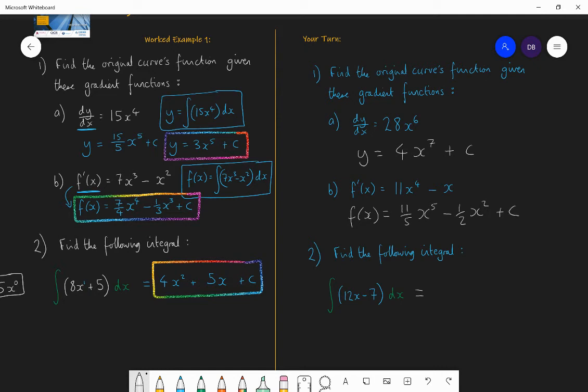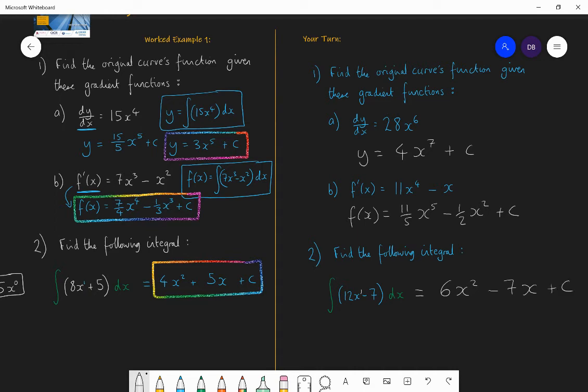And then the last one, integrate 12x minus 7. You raise the power of 12x from 1 to 2, and then divide by 2, it becomes 6x squared. Minus 7 just becomes minus 7x to the power of 1, or just minus 7x, plus c.